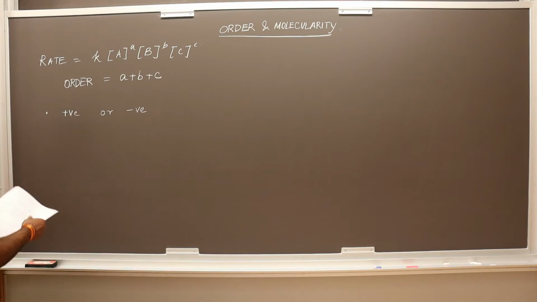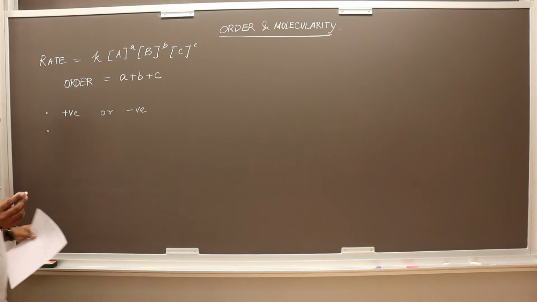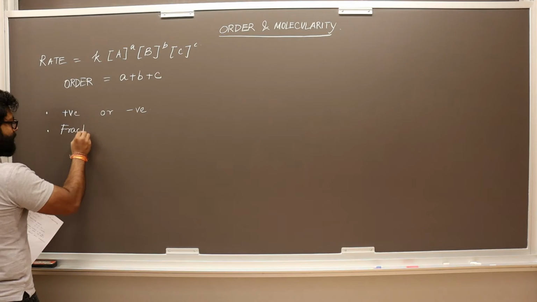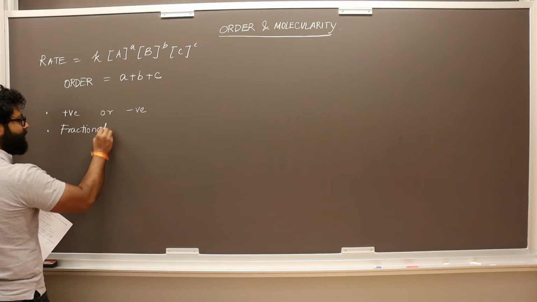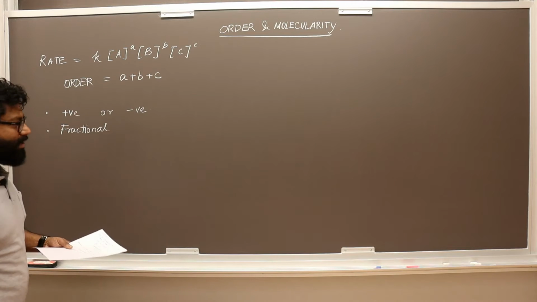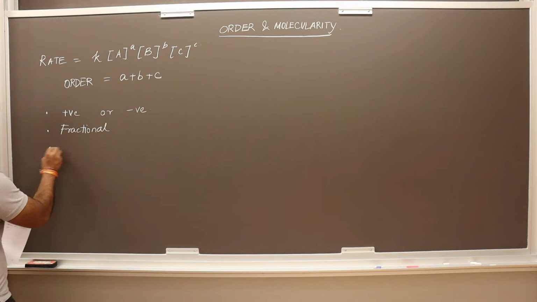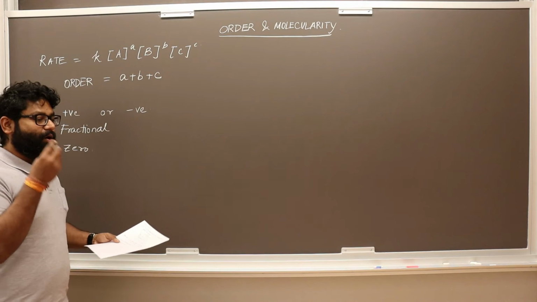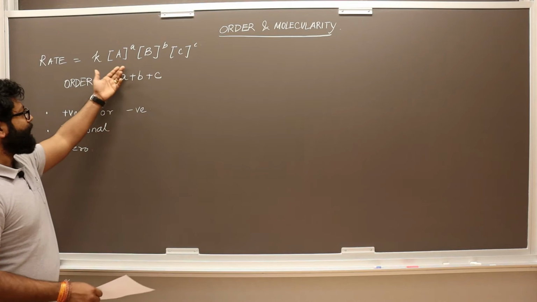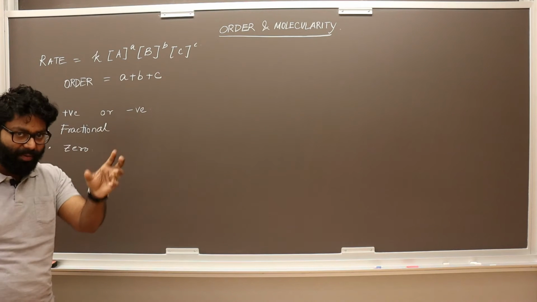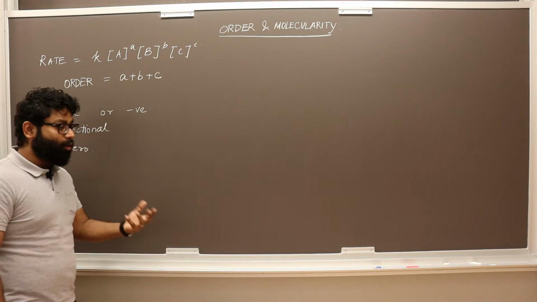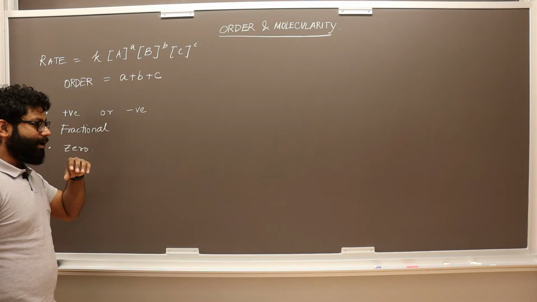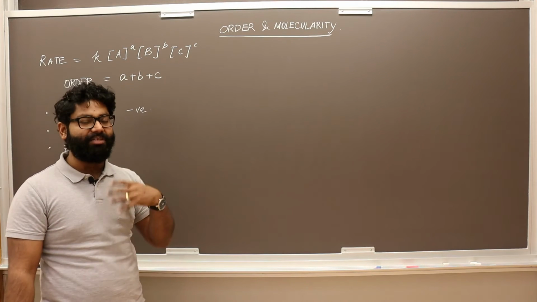They can also be fractional numbers. So there is no problem with your rate having fractional numbers, right? They can be fractional numbers, they can be positive or negative, and even they can be zero. Like if you increase or decrease the concentration of that particular component, nothing is going to happen. So those kind of reactions are called zero order reactions. Like photochemical reactions are generally zero order reactions.